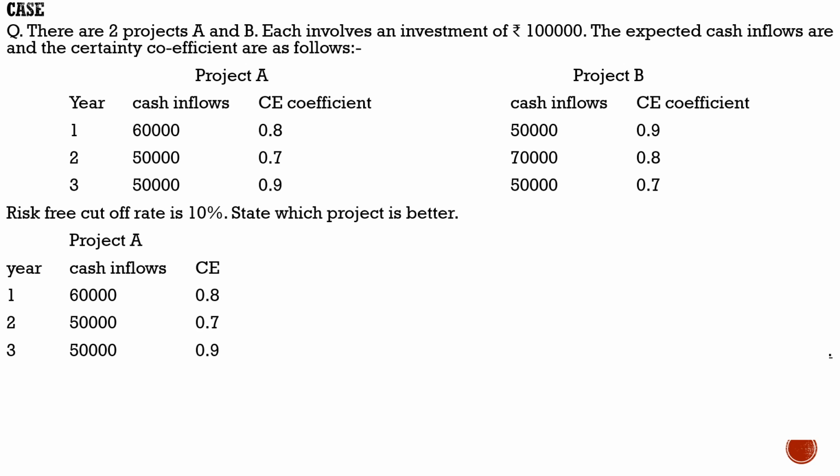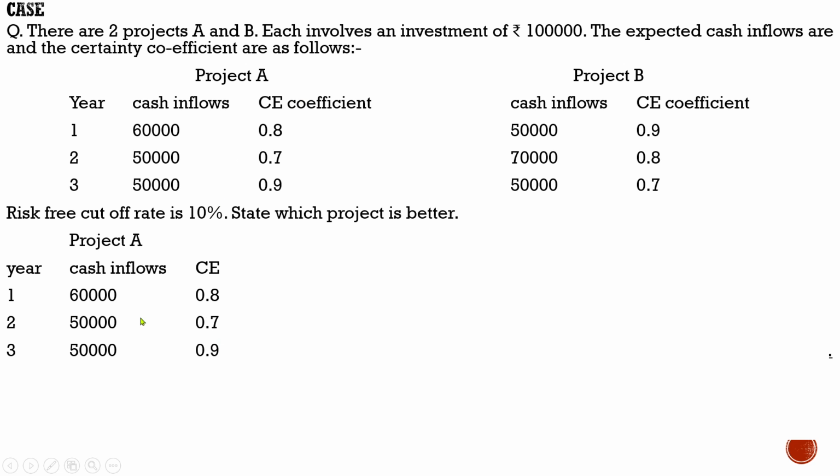Certainty equivalent coefficient is given directly in the question. For time being we are using CE. In the exam, try to expand these abbreviations. For writing down we will be using the abbreviations, but in the examination try to expand it. CE is given as 0.8, 0.7, 0.9. These details are directly given in the question.